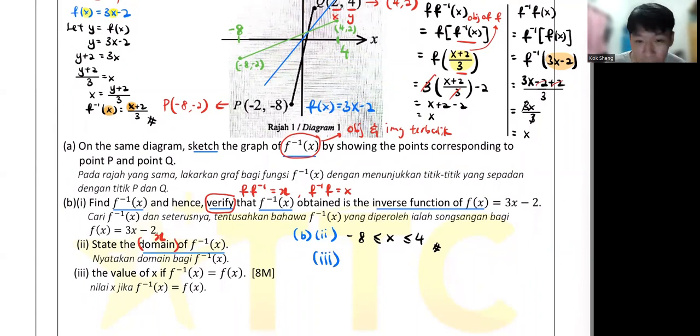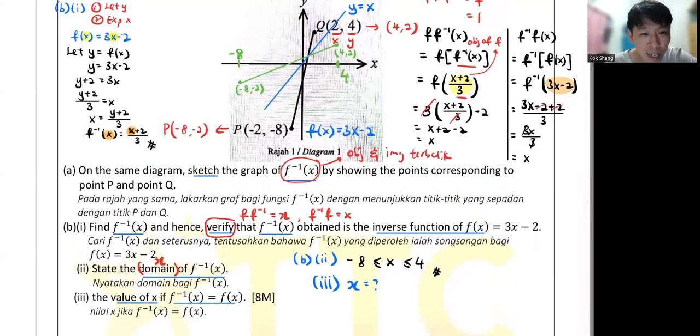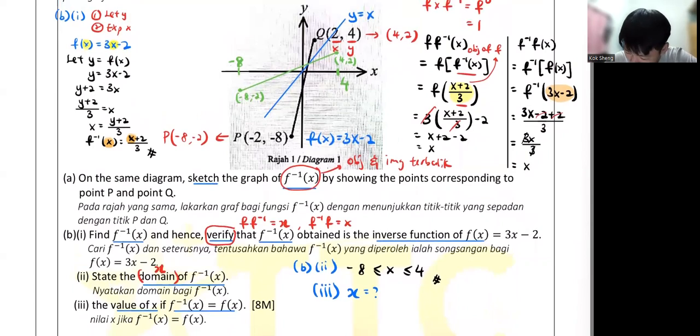Okay, next one, the last one, B3. Find the value of x if f negative 1x equals to fx. Okay, so this time I need to find the x value. And at the back here, they give you this info. F negative 1x equals to fx, right? If you refer to the graph, you should know where it is. It's over here. This info is actually where the graph intersect.